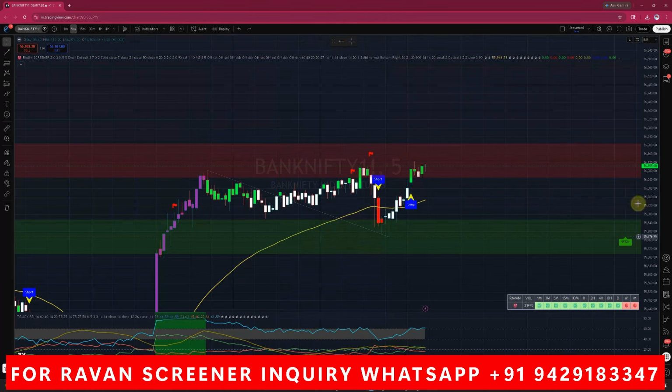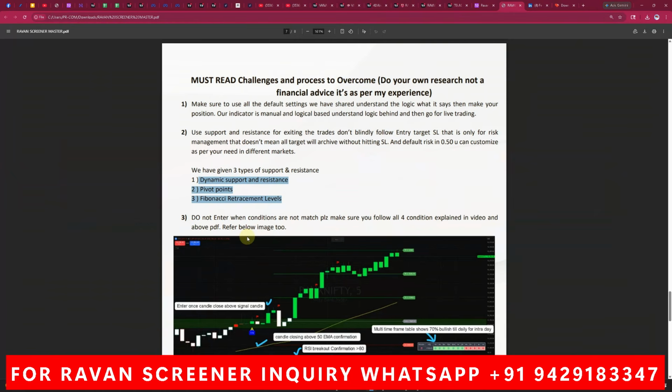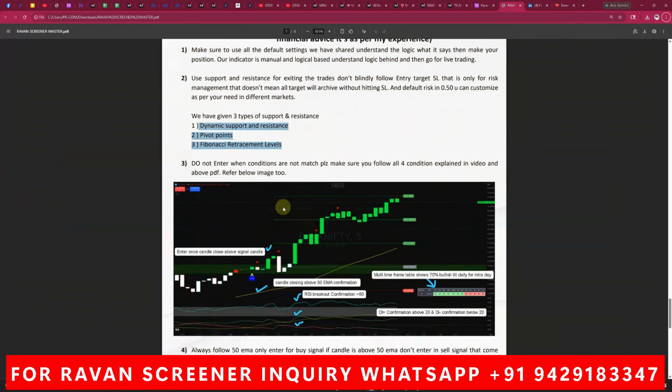We have already shared this support resistance indicator, the dynamic indicator. You can use whichever is comfortable for you in your day-to-day trading zone.